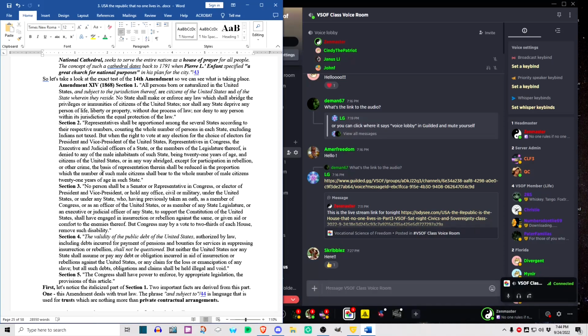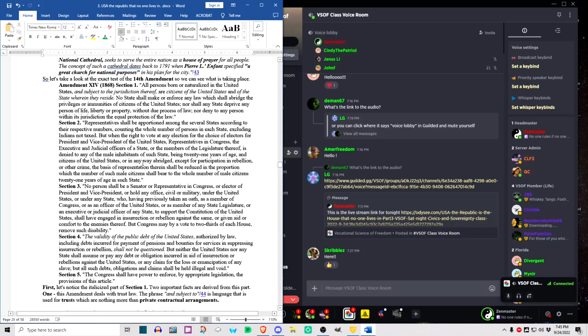Section 4. The validity of the public debt of the United States, authorized by law, meaning Roman civil law, including debts incurred for payments of pensions and bounties for services in suppressing insurrection or rebellion, shall not be questioned. So, the validity of the public debt of the United States, and then just skip down to the bottom, shall not be questioned. That's why he has it in italics, those two parts. But neither the United States nor any state shall assume or pay any debt or obligation incurred in aid of insurrection or rebellions against the United States, or any claim of the loss or emancipation of any slave, but all such debts, obligations, and claims shall be held illegal and void.